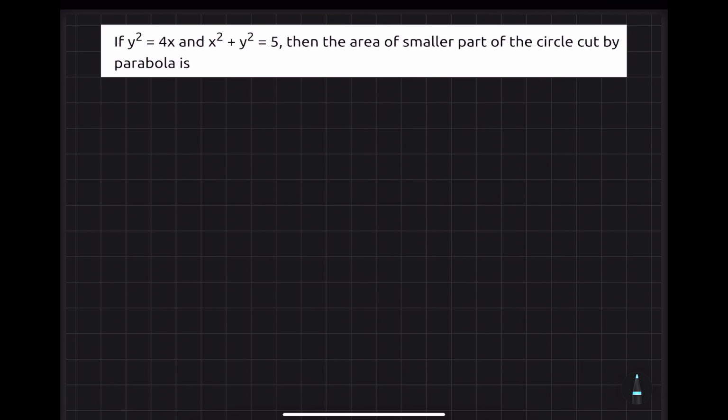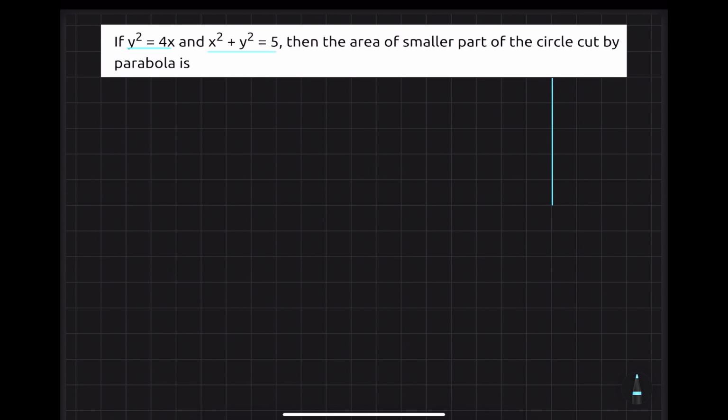So, we got a wholesome new problem which says: if y square equals 4x, so this is a parabola, a right side opening parabola, and x square plus y square equals 5, it's a circle whose center is at origin and radius is root 5. Then find the area of the smaller part of the circle cut by the parabola. So first we will go with the graph and then we will approach it later.